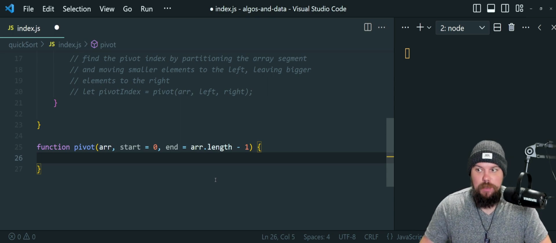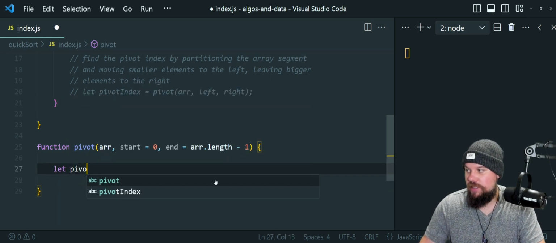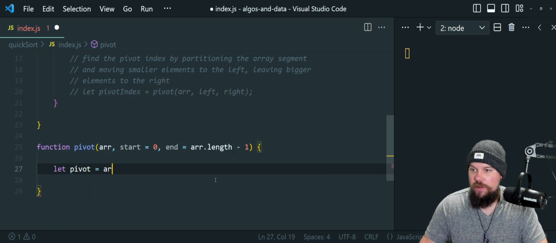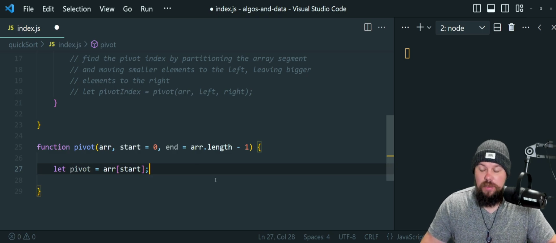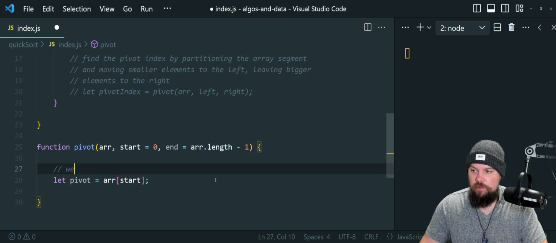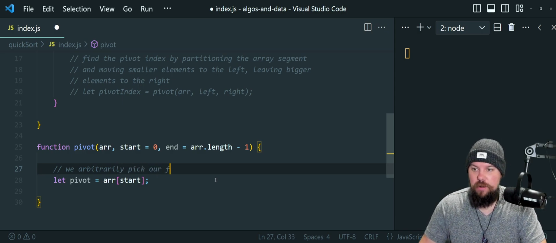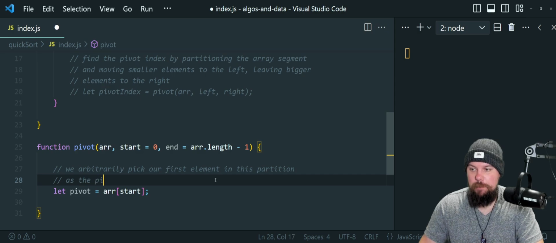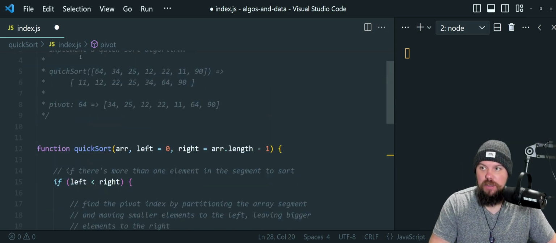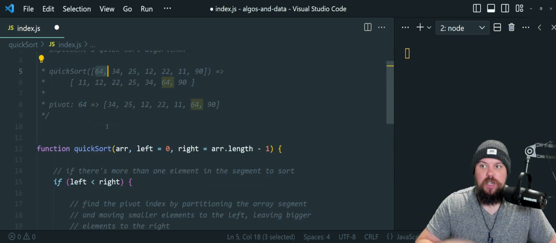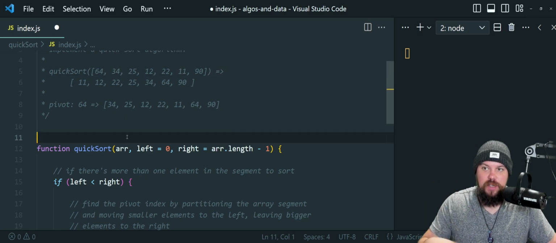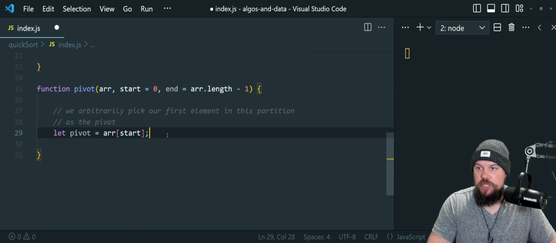Again, the first element. So that would be, let our pivot be whatever element is at the start of our array. We arbitrarily, there's no typo here, I don't think, we arbitrarily pick our first element in this partition as the pivot. Remember, we picked 64 as the first pivot, just arbitrarily. And from there, you saw we picked 34, et cetera, until we wound up with our array. So we just picked the first thing.